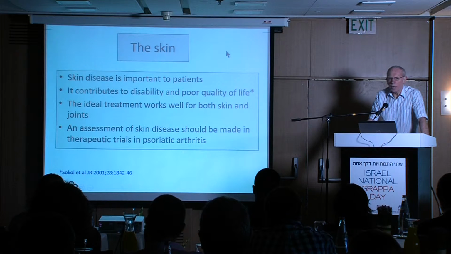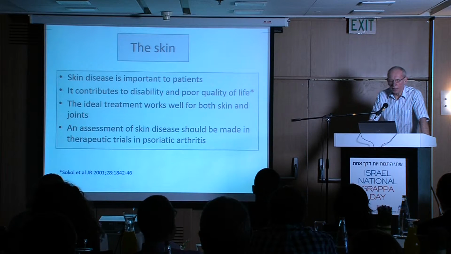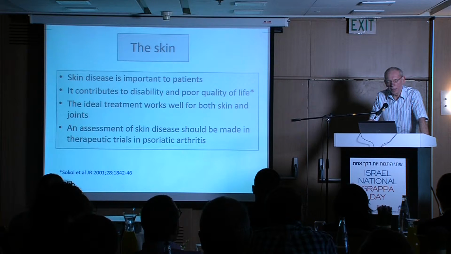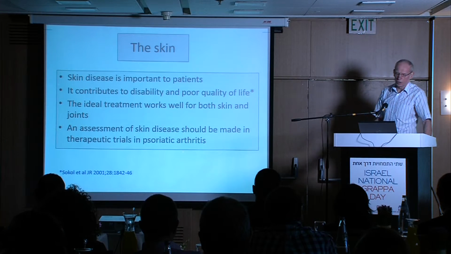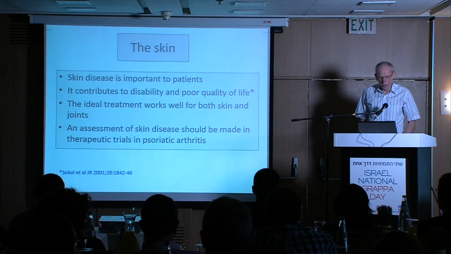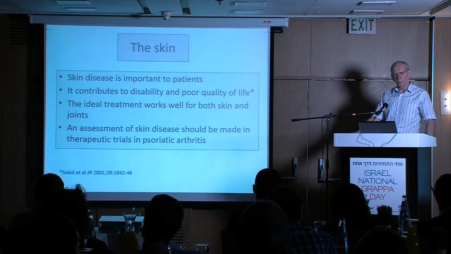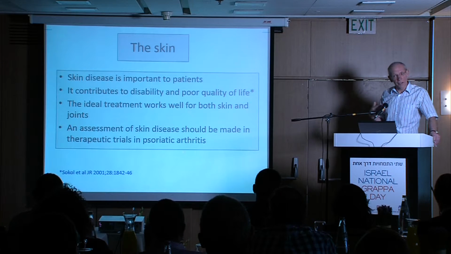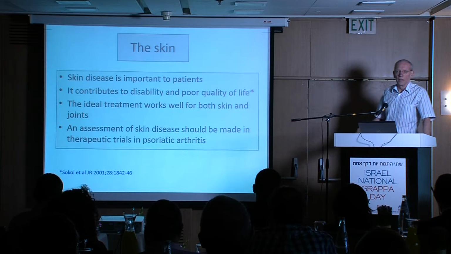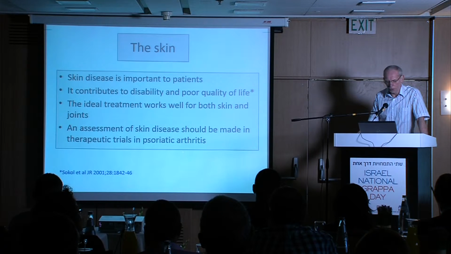What about the skin? Well, I think as rheumatologists, obviously it's important to measure it because it's important to patients and it contributes very much to the disability and poor quality of life. But what patients want is a treatment that treats both the skin and the joints. So they're interested in what I can do for their skin as well as what I can do for their joints.